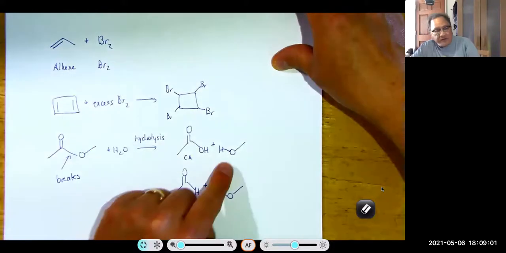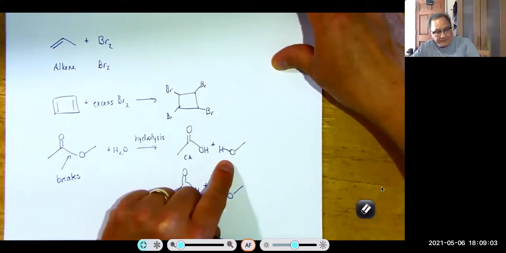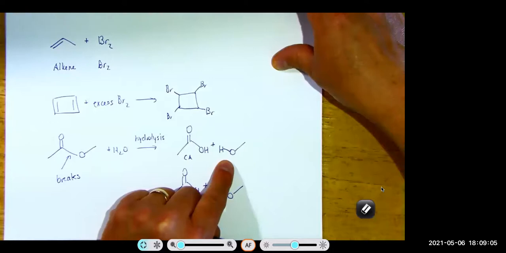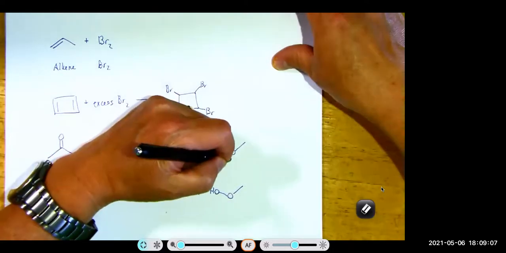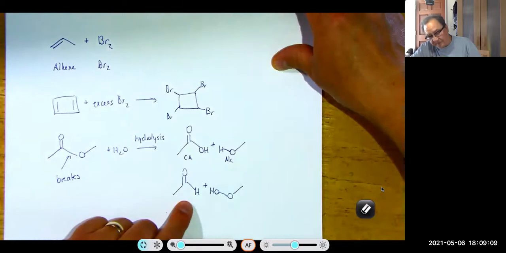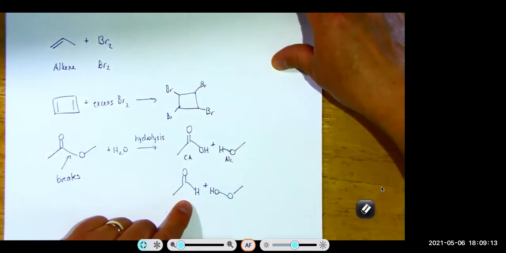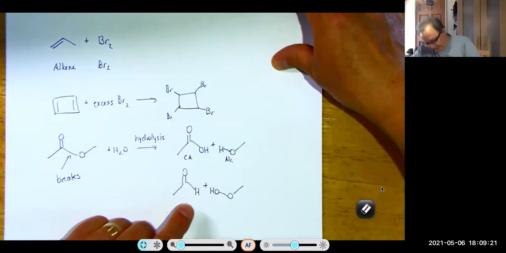What would you call this functional group? An alcohol. Okay, I'm going to put alk. What would you call this functional group? Is that one aldehyde maybe? It is an aldehyde.